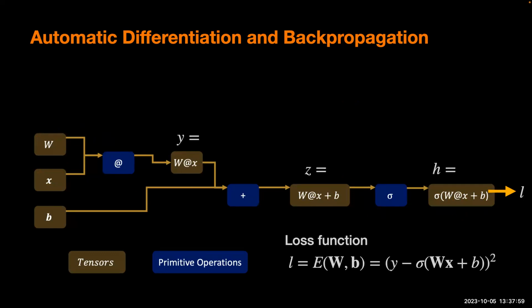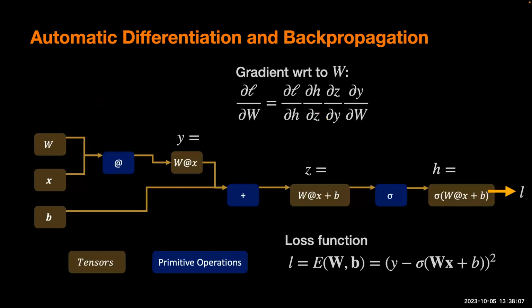Now if I further define the individual outcomes to be Y, Z, and H, and I want to update my W, I will need to calculate dL/dW. But dL/dW can be written as dL/dH, dH/dZ, dZ/dY, dY/dW. So what you need to do is to calculate this string of things.